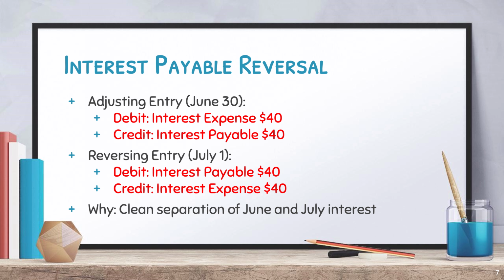Next, we take a look at interest payable reversal. Let's say you borrowed money to upgrade your lemonade stand and owe $40 interest for June, which you haven't paid yet. You record that interest expense and payable at month end. Then, on July 1st, you reverse the entry. This makes room to record the actual payment in July without mistakenly recording the interest twice.